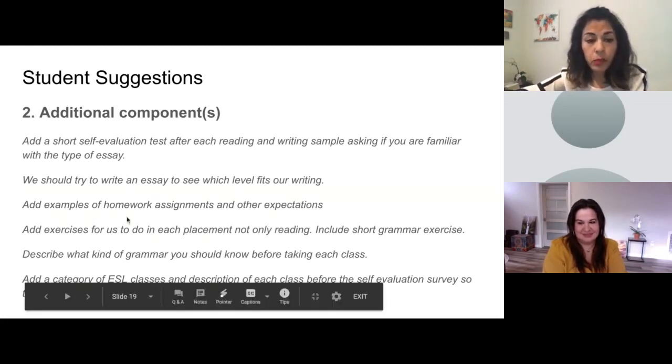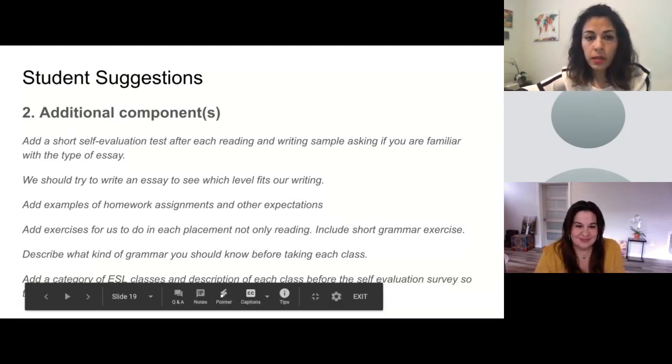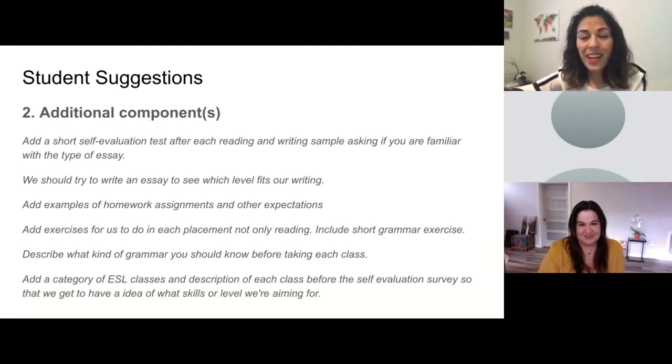Add examples of homework, assignments, and other expectations. This is a good suggestion too. Add exercises for us to do in each placement, not only reading. Include short grammar exercises. So this one's tricky because according to AB 705 mandate, there can't be any tests.